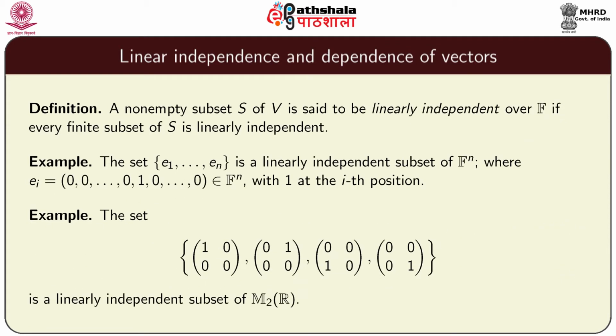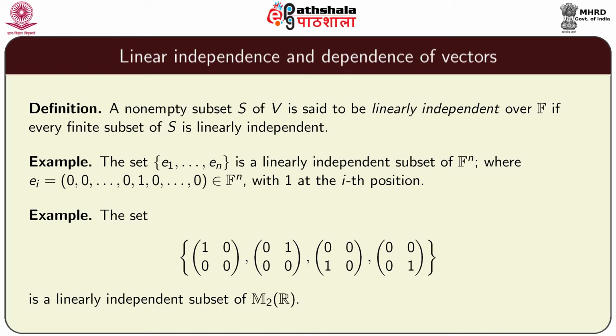Now, we extend this definition for any non-empty set, not necessarily finite. Let S be a non-empty subset of the vector space V. We say that S is linearly independent over the field F if every finite subset of S is linearly independent. And you have seen in the previous slide what is meant by linear independence of finitely many vectors.